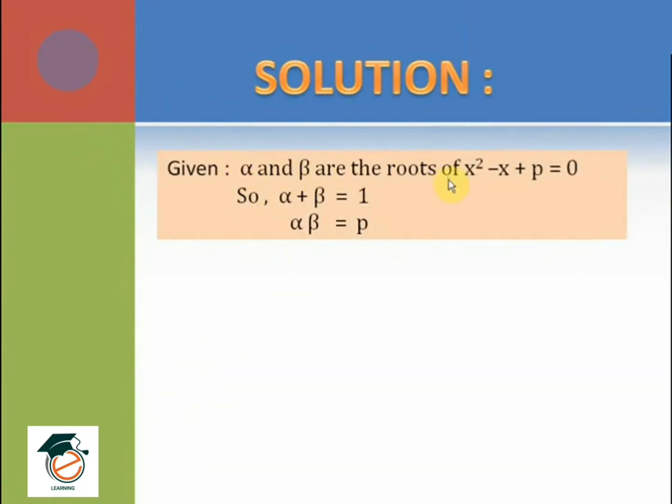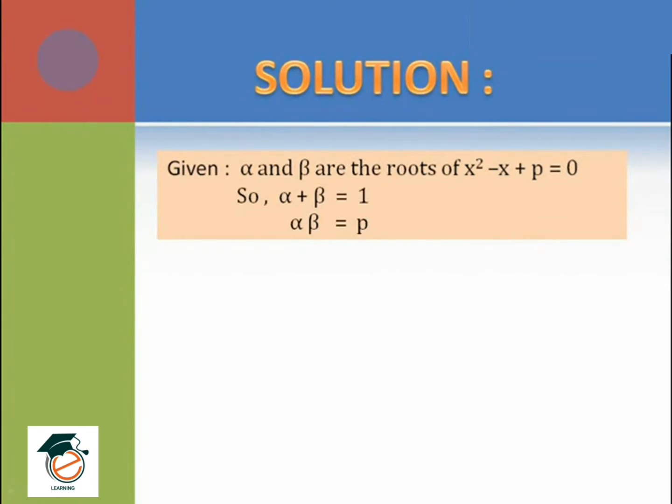Given that alpha and beta are the roots of x square minus x plus p equal to 0. Now this is a quadratic equation in which the roots are alpha and beta. We also know that the sum of roots of a quadratic equation is given by minus b by a, and the product of roots is equal to c by a. In this equation, b is equal to minus 1, a is equal to 1 and c is equal to p.